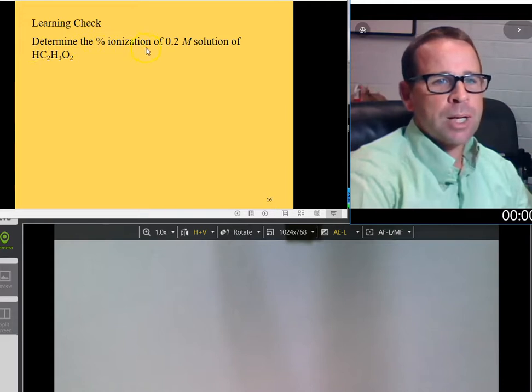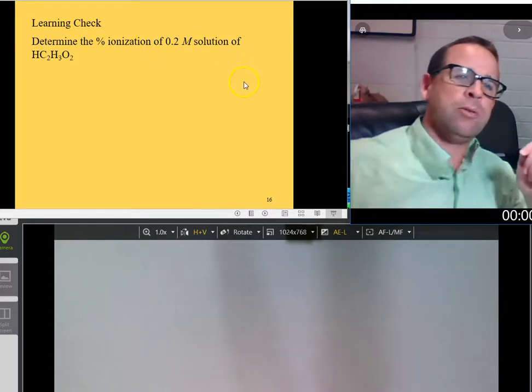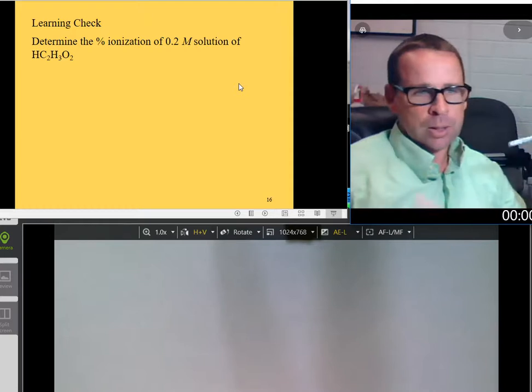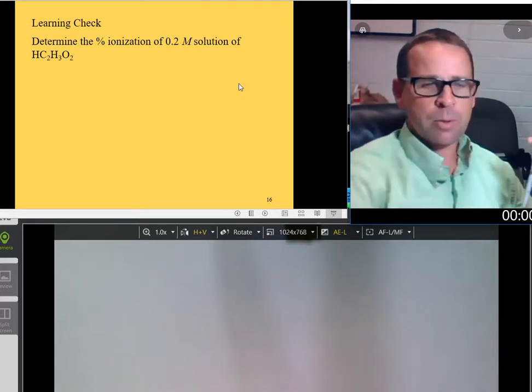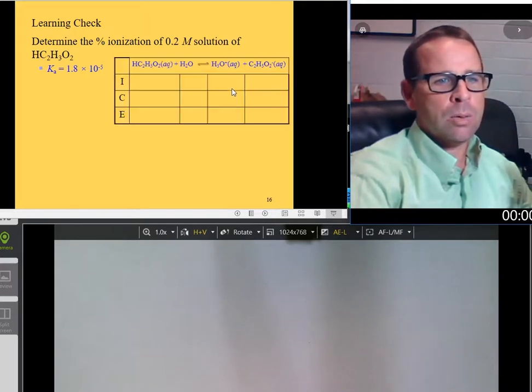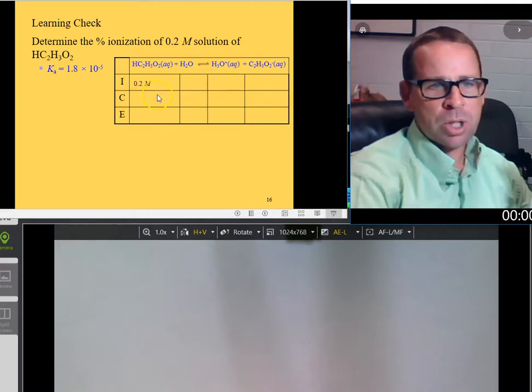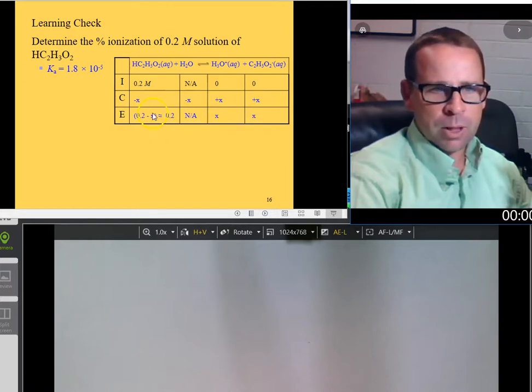So we would like to know the percent ionization of a 0.2 molar solution of acetic acid. Right? We're going to solve this problem exactly the same way as we did before. With the Ka, we set up an ICE table, set up our initial concentrations and the change in equilibrium, right? And then we're going to get rid of that X. It's not going to influence.